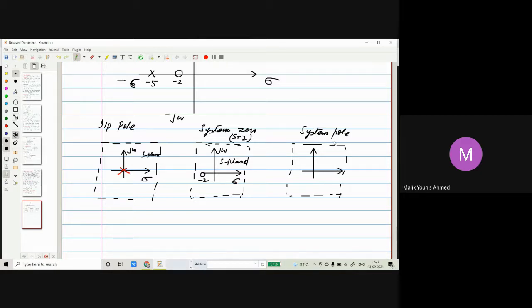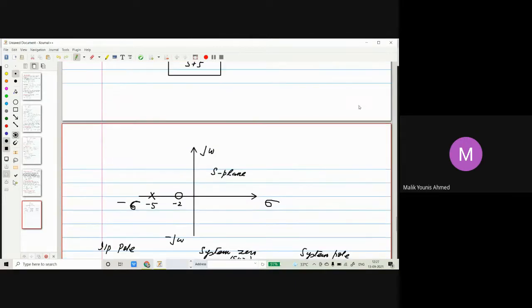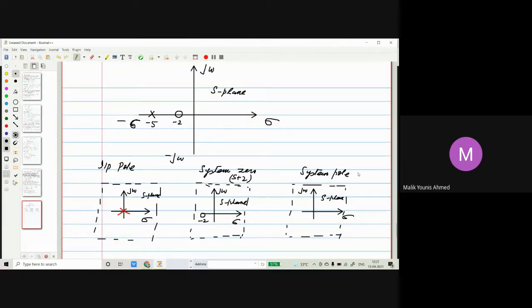Okay, this is the S plane, with the real axis and the imaginary axis. This is s plus 5, so the system pole is at s equal to -5. Somewhere here we have this, so we draw it at -5. This is your system pole, this is your system 0, and this is your input pole.